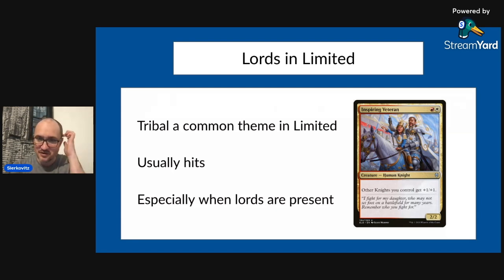Ironically, I put Inspiring Veteran here in the Tribal that actually missed in Throne of Eldraine because the Knights were not that strong. But they had their moments. If you got a good Knight deck, it was actually quite strong.